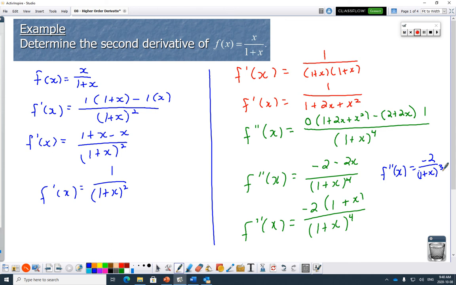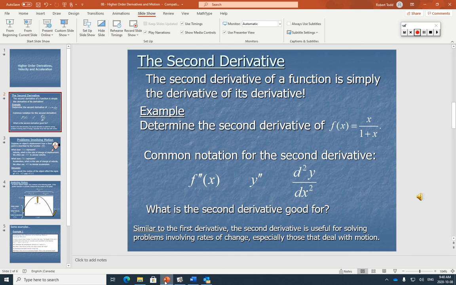More time? Back to the PowerPoint. The second derivative of the function is simply the derivative of the derivative. We just saw that. You take the derivative once, you take the derivative again. Common notation, you saw y prime, or f double prime, sorry, y double prime or f double prime. You saw those? This is what it looks like in Leibniz.